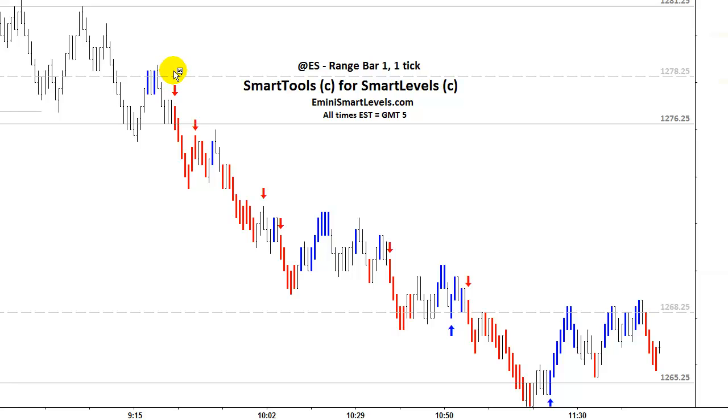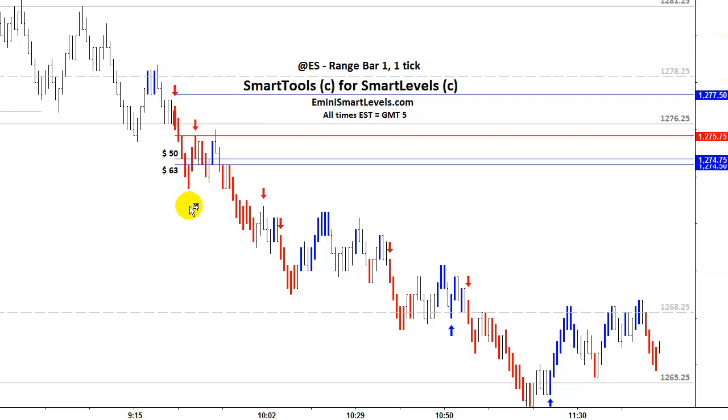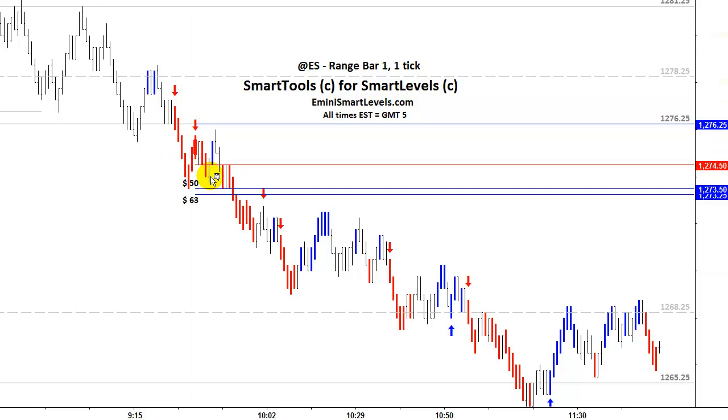And by the way, I will switch to the two-point range bar chart after I'm done reviewing today's morning session on the one-bar chart. The short setup here is validated by the smart level at 1276.25, reaches both profit targets, pulls back, generates a trend continuation setup.